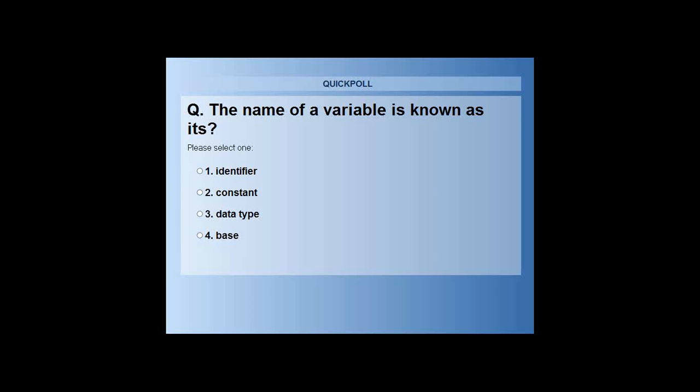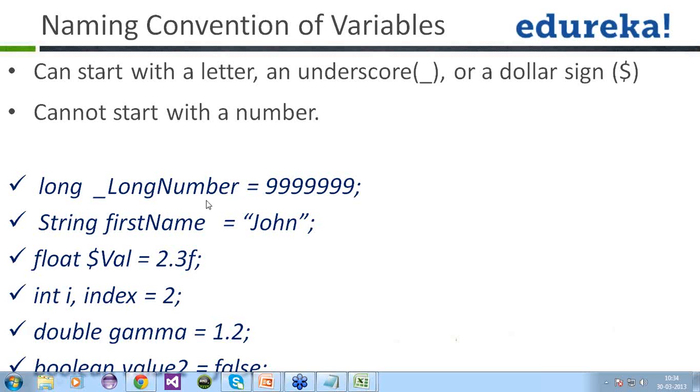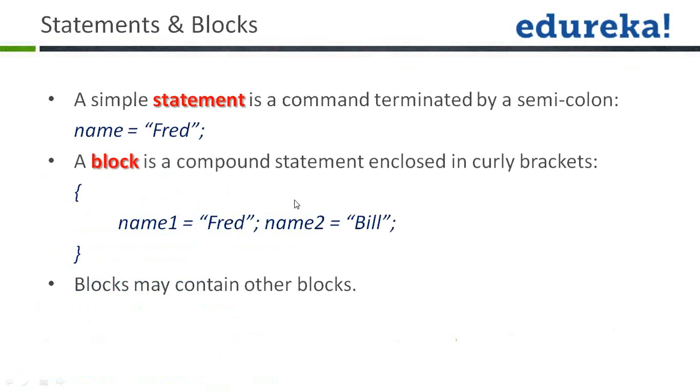Only 86% of the people have voted till now. Okay then. Out of the people who have voted, 75% say identifier, 17% say constant, and 8% say data type. And the correct answer is the identifier. Identifier means with the name of the variable, you identify that variable, you use that variable.